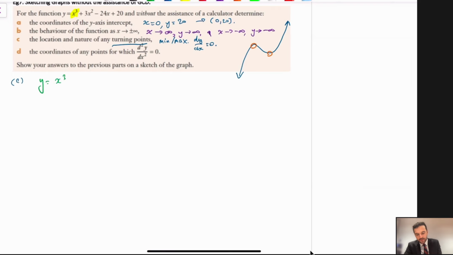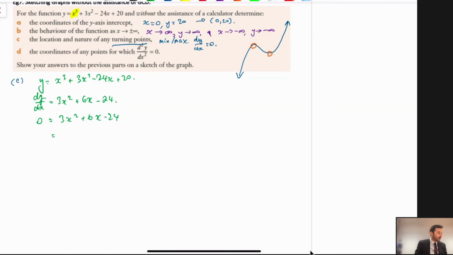y is equal to x cubed plus 3x squared minus 24x plus 20. dy by dx is equal to 3x squared plus 6x, take 24, make it equal 0 because we're looking for a turning point. Can we simplify this? We can take out a factor of 3 there, so we can make it monic, which is always nice. Then we can cross out that 3. Now let's factorize. It's going to be x plus 4, x take 2. So we've got our solutions: x is going to be negative 4 and 2.